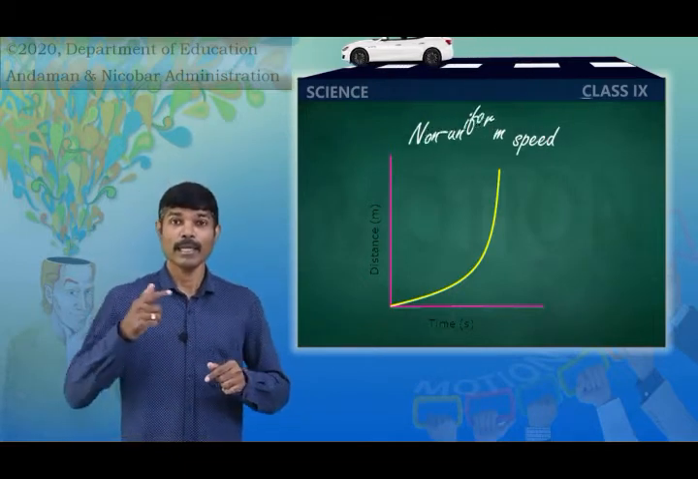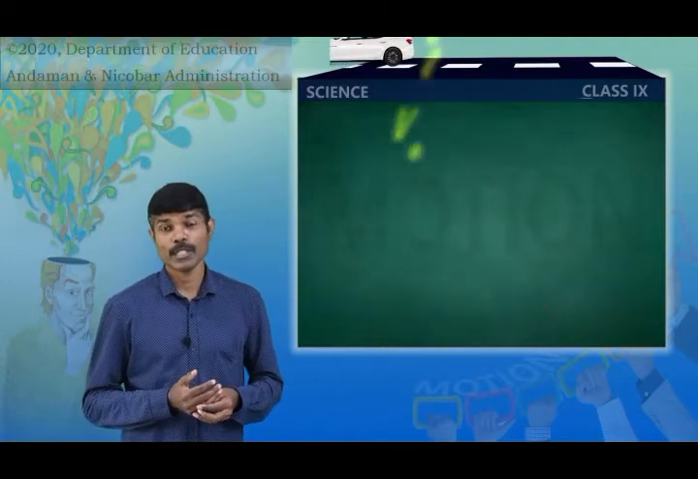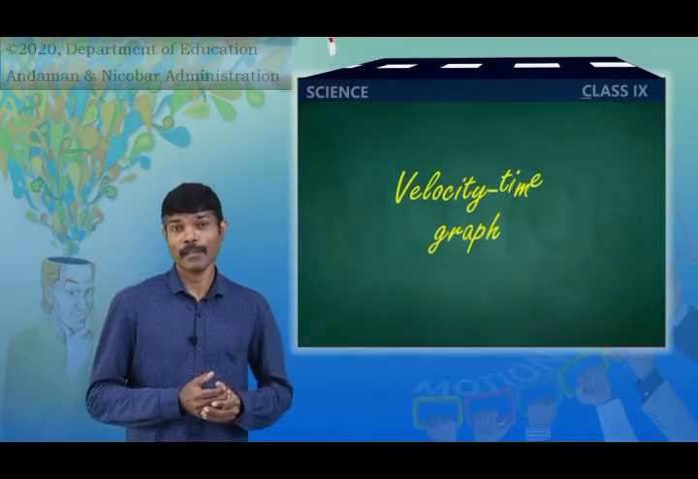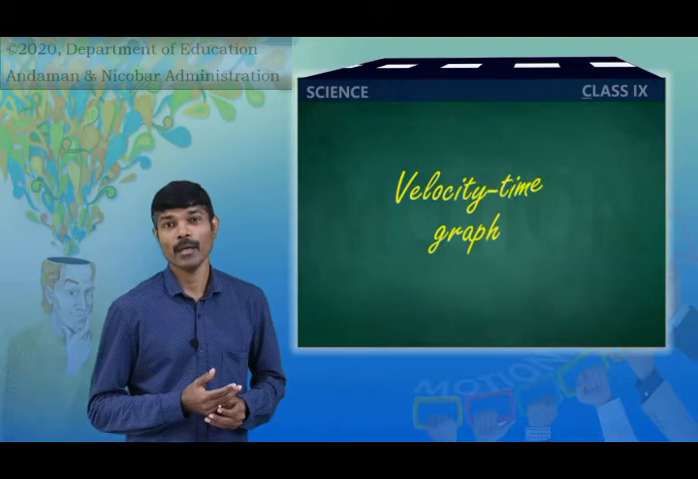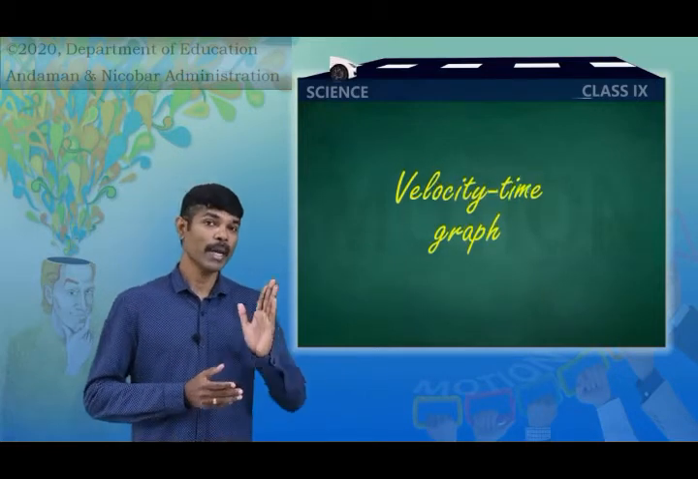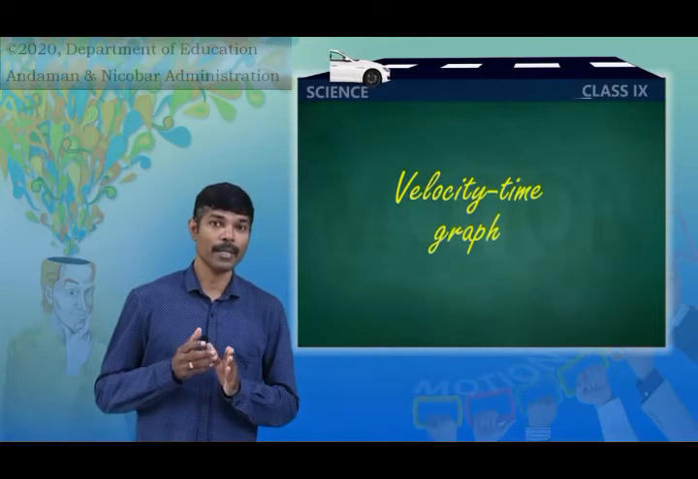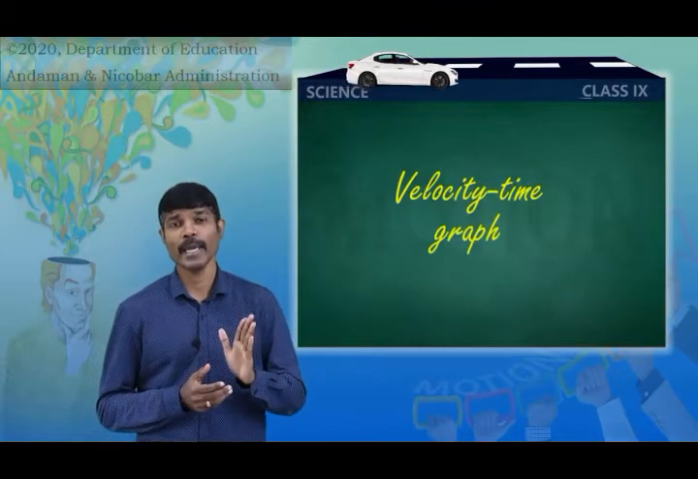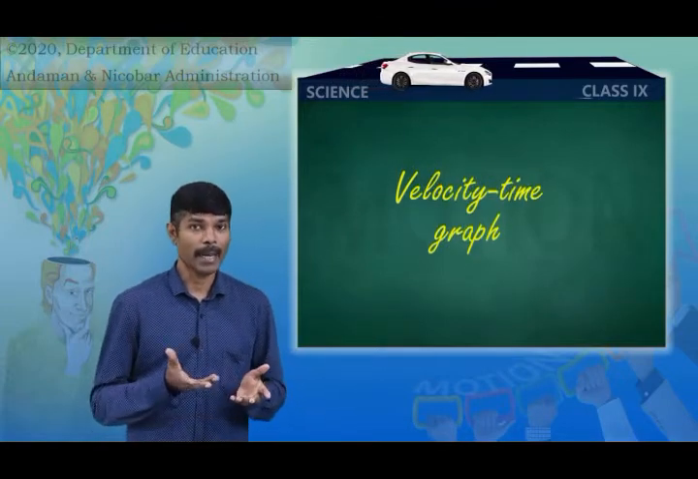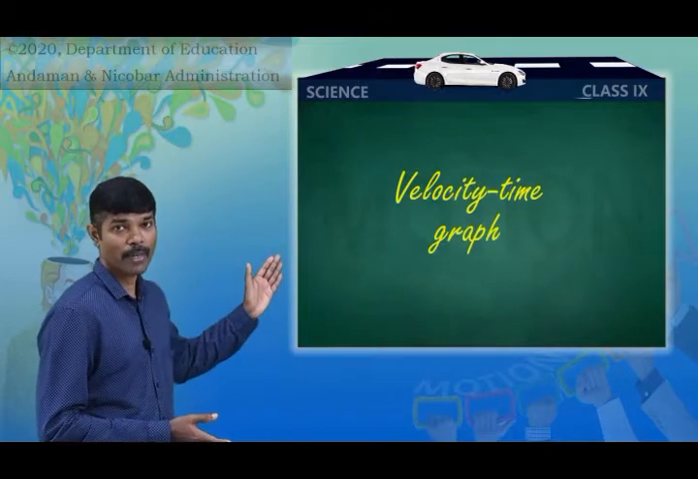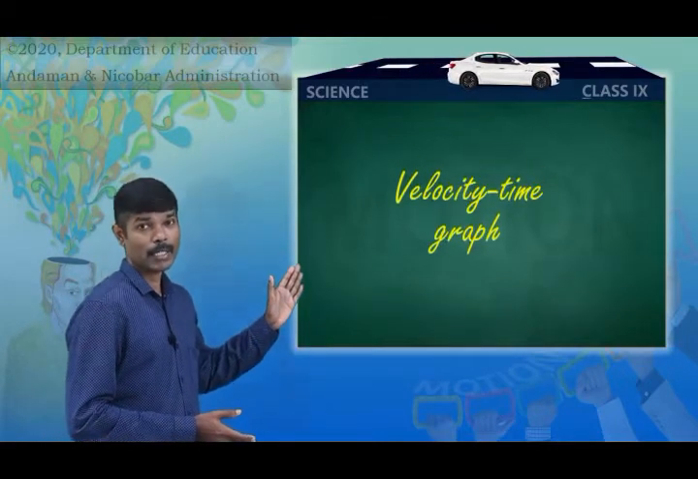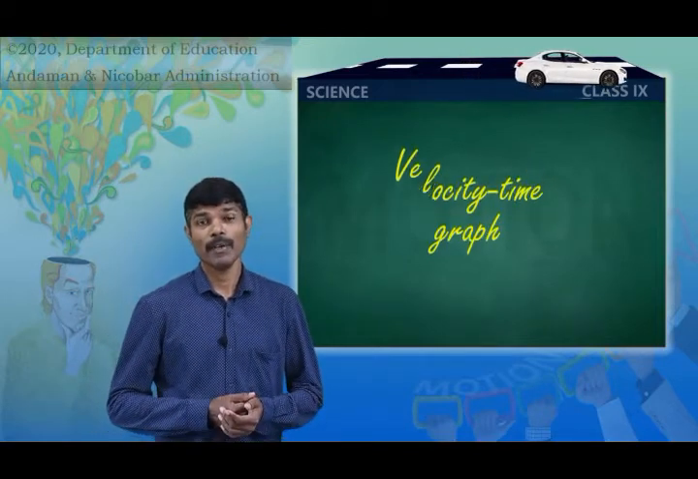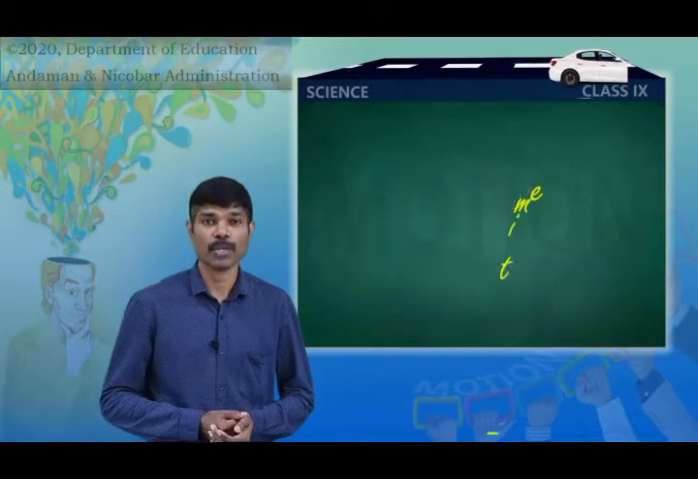Now we will see the next graph, that is the velocity time graph. As we have seen in the distance time graph, time is plotted on the x-axis and distance on the y-axis. In order to plot the velocity time graph, velocity is plotted on the y-axis, whereas time is on the same x-axis. Now we will see the different types of graphs and try to understand how the graph is expressed. Under the velocity time graph, first we will see when the velocity is constant with respect to time.